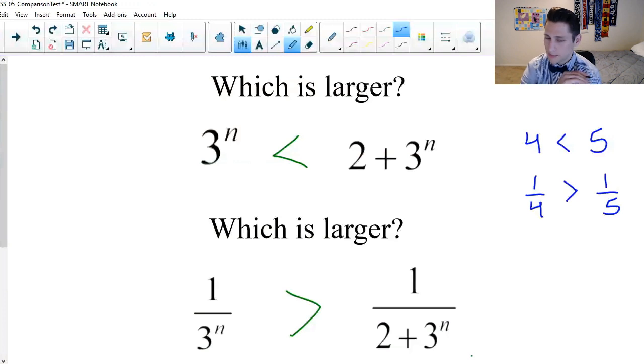So keep this in mind, because we're going to use this type of thinking a lot: this denominator or numerator is larger, so that means this fraction or reciprocal is larger or smaller. We need to know how to prove something is greater than or less than, so that we can apply the comparison test and compare the two.